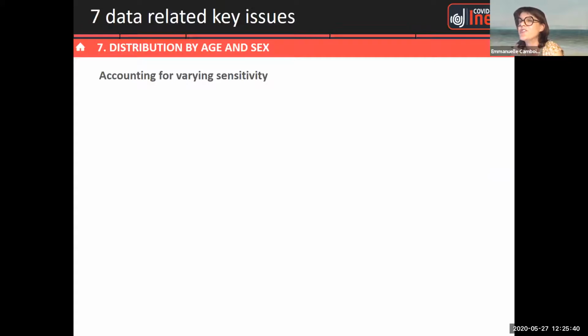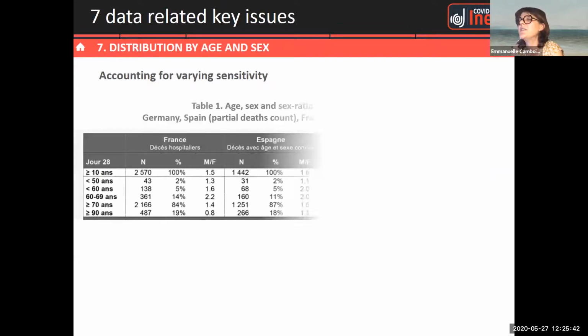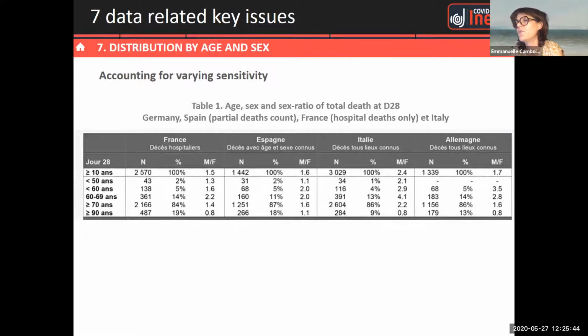Here we have the age and sex differences. You can see that, of course, we know that mainly the older people are concerned by the COVID death. You can see that there is a sex ratio with a big disadvantage for male, except at the very oldest ages where the sex ratio is favorable to male rather than female.